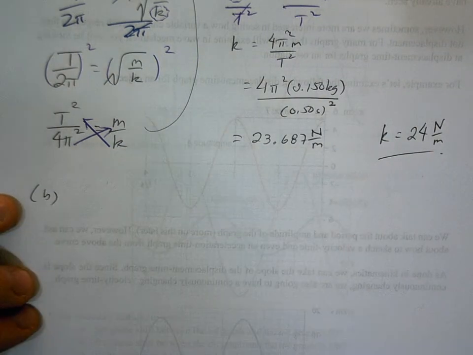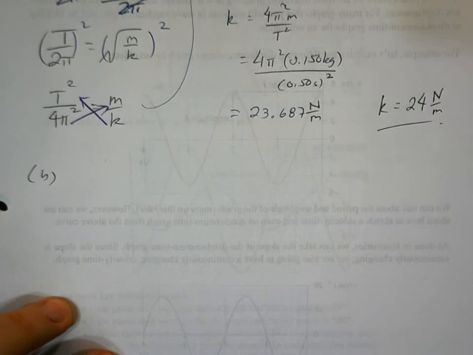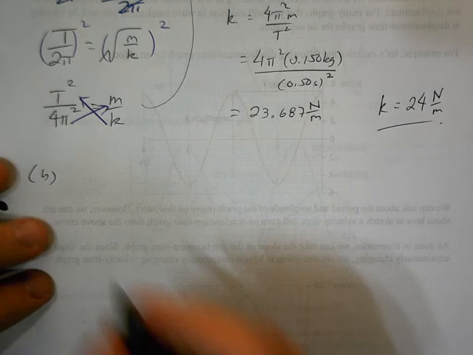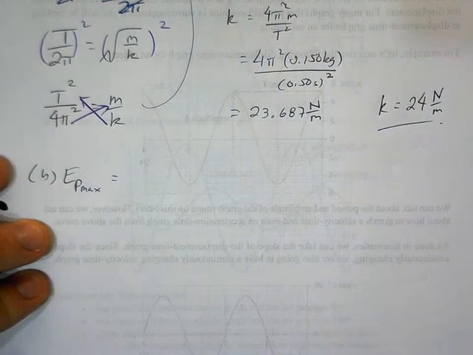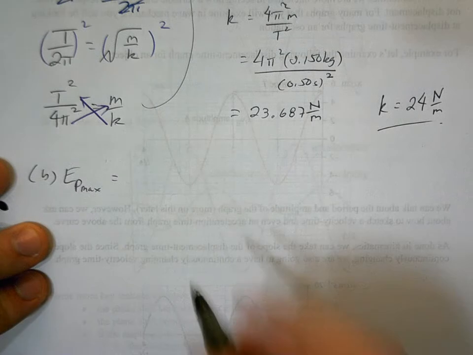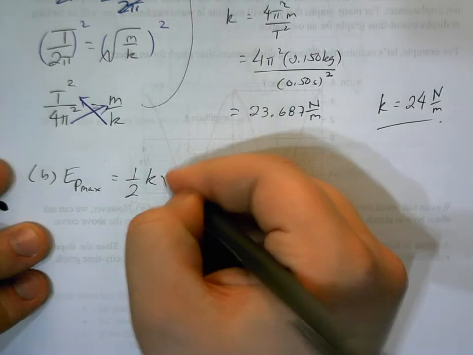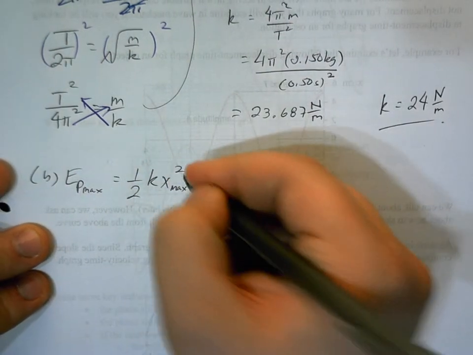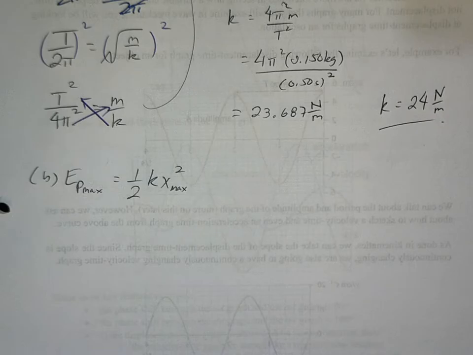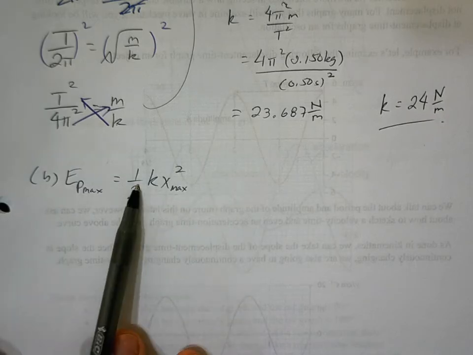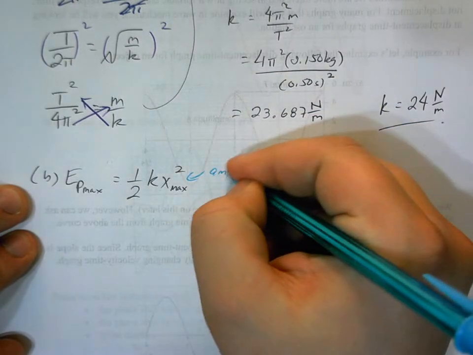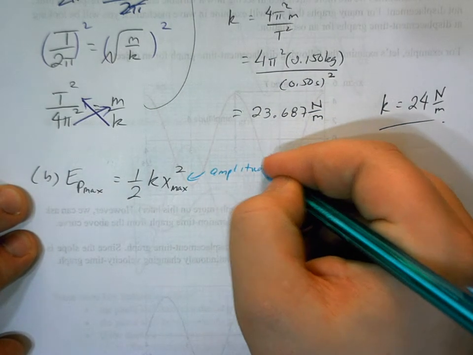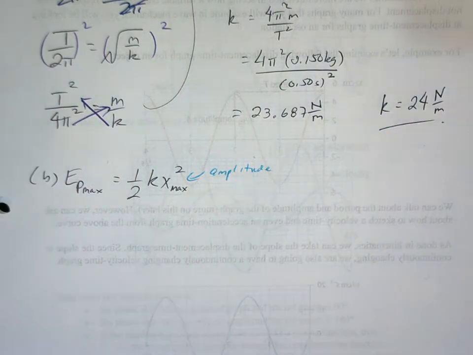Part B, we want to find the maximum spring potential energy, or the maximum elastic potential energy. So we know that potential energy for a spring is half kx squared. Since we'd like to find the maximum, we're going to have half k x max squared. All right, we just found the spring constant. We have been given, again, x max. This is our amplitude, which has been provided in the question. So we actually know everything for this.